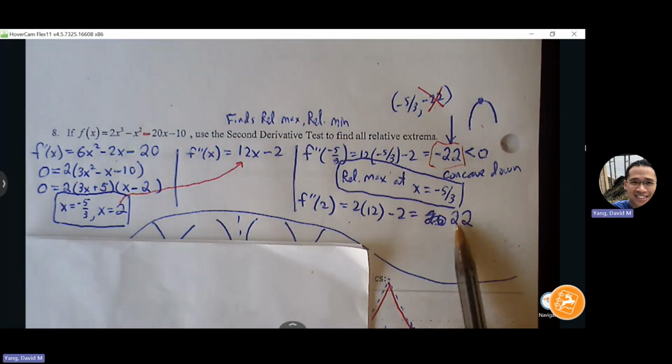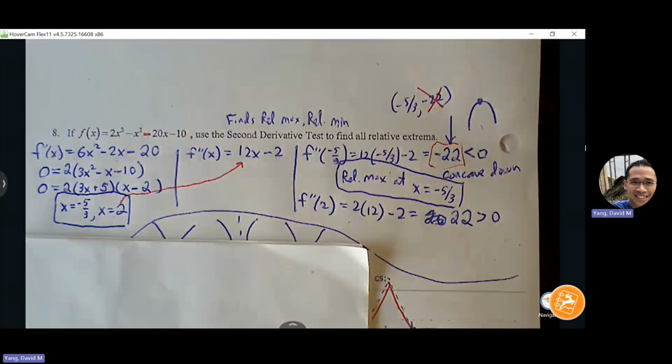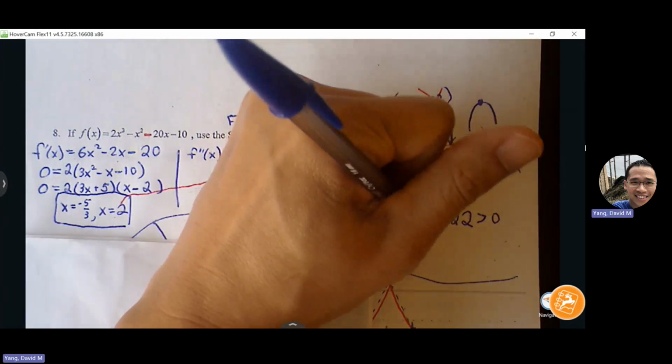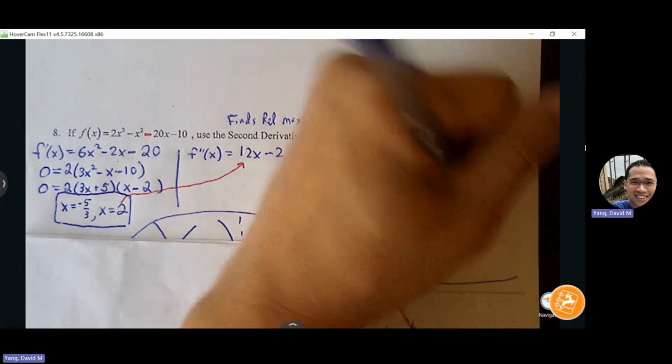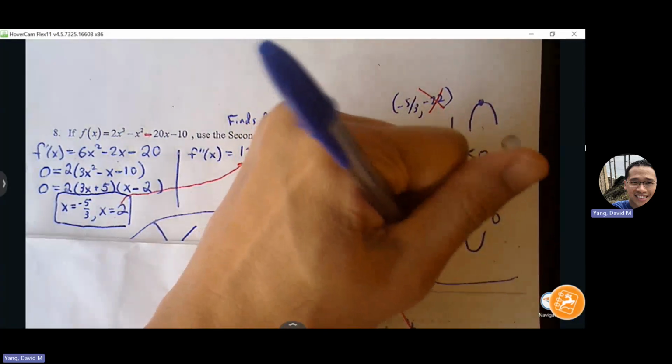That number is not important. What's important about this number? It is positive. So a positive value means it's going to be concave up, and concave up looks like this, which means that this is a relative minimum.